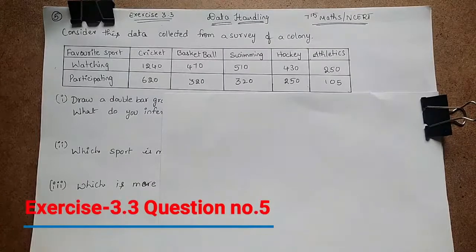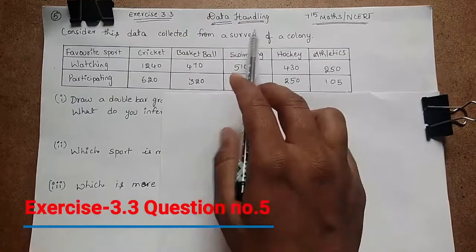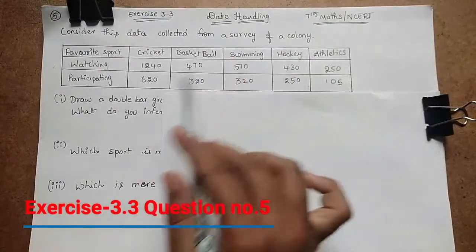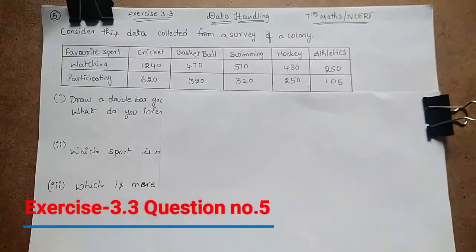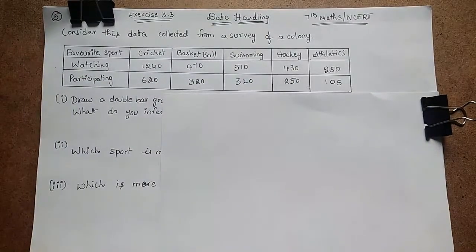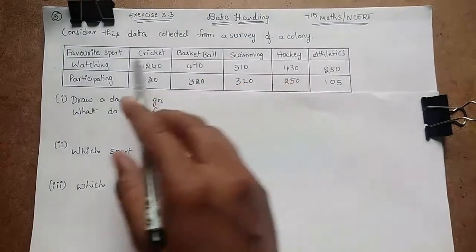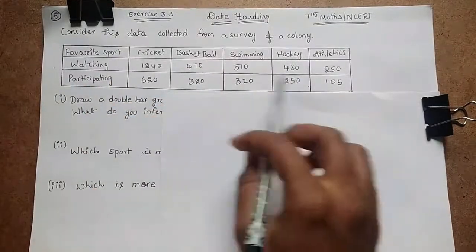Today I came with an exercise problem, exercise 3.3 from the data handling topic, 7th class NCERT. Consider this data collected from a survey of a colony. This was the question. There was a survey for a colony. It was the collected data in a tabular form.